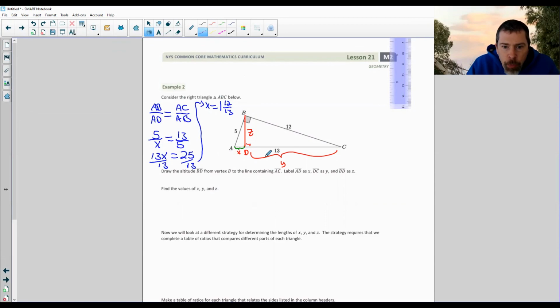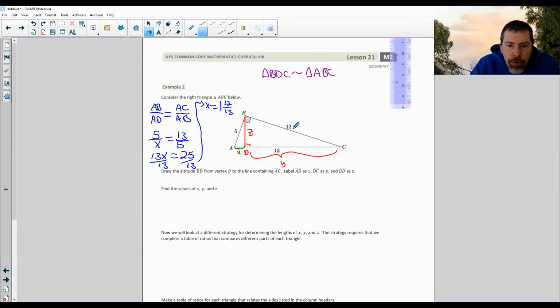Then I move on to find y. Y is DC. Y is the long leg of triangle BDC. So now we're looking at this triangle, this one right here, BDC. So we're comparing triangle BDC to the original triangle. And since B is my altitude, and D is the right angle, I have to say ABC. Those are the two triangles I'm comparing now.